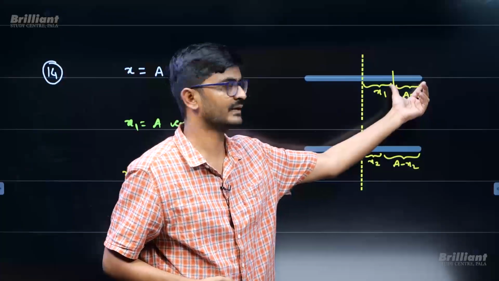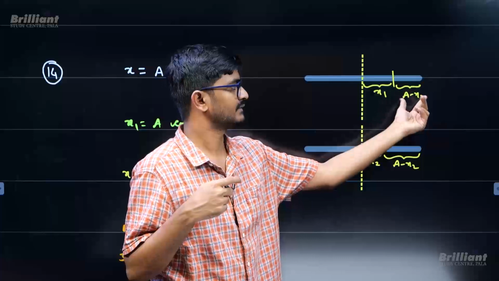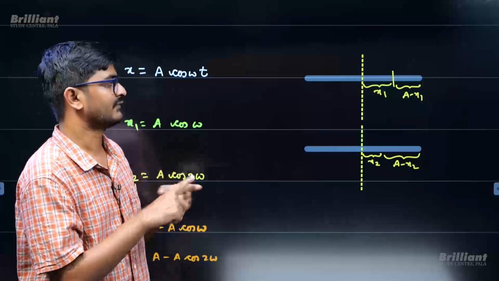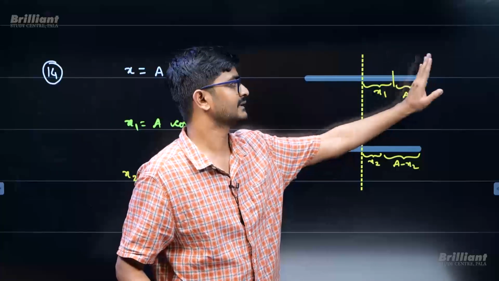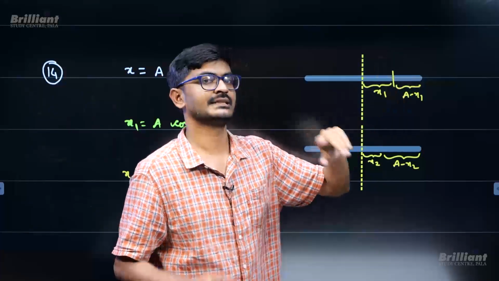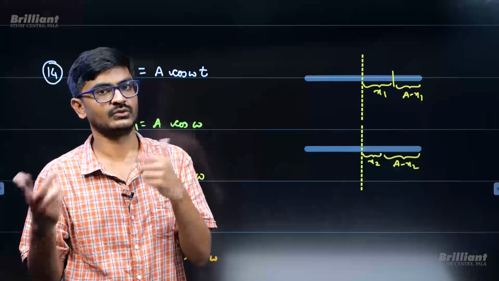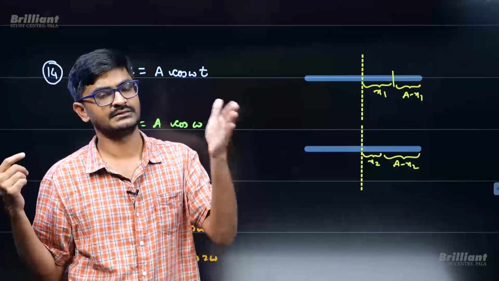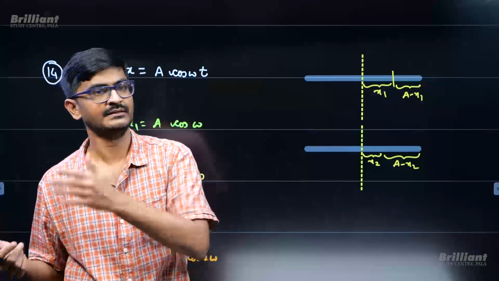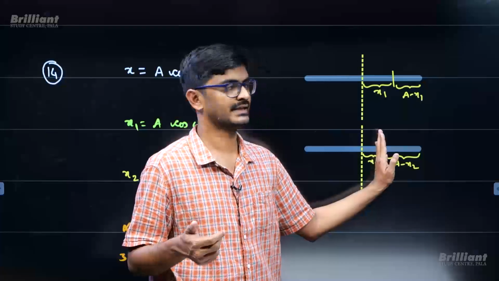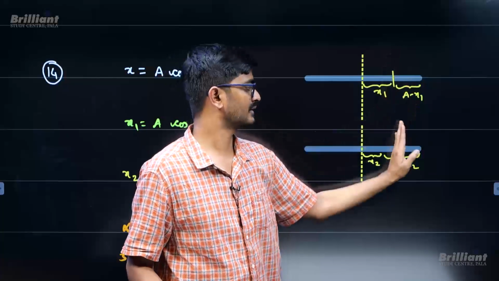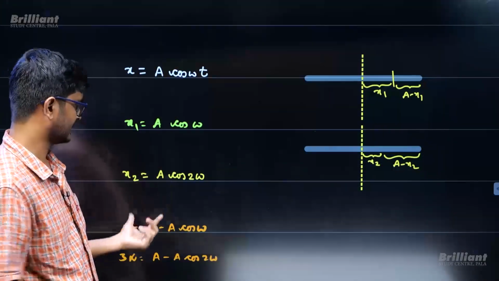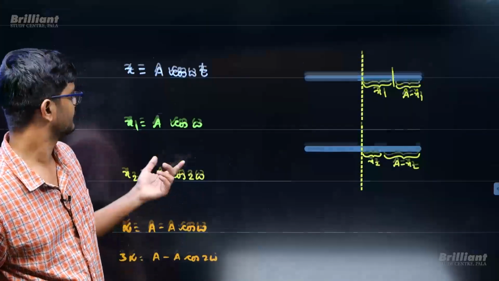So what is the distance moved by it in the first second? That is a minus x1. In the first second, the distance moved by it is alpha. In the second second, the distance moved by it is 2 alpha. So what is the total distance moved in the first 2 seconds? First second alpha, second 2 alpha, so totally it will be 3 alpha. So a minus x2 is 3 alpha.